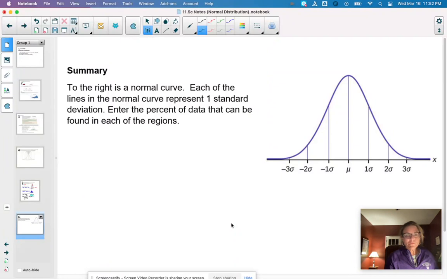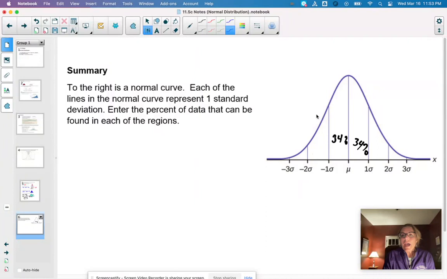Summary. All right, to the right is a normal curve. Each of the lines in the normal curve represent 1 standard deviation. Enter the percent of data that can be found in each of the regions. Well, we already know this. So we know that one standard deviation to the left and right accounts for 68%. So that means this has to be 34%. This has to be 34%. So that adds up to 68%.